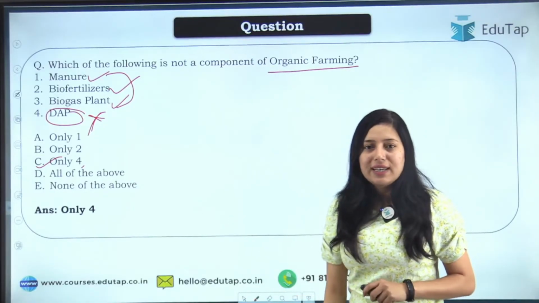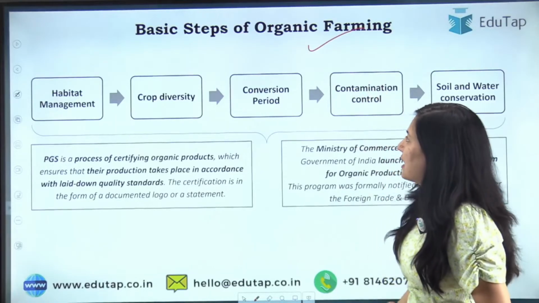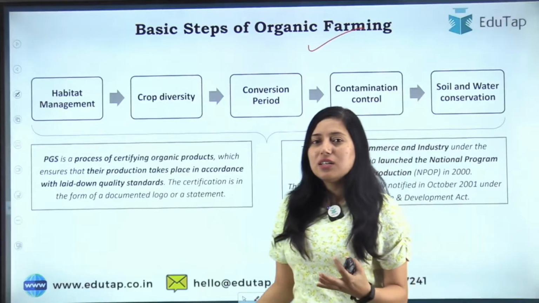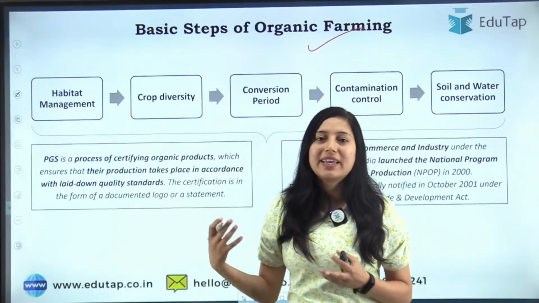chemical fertilizer. Chalo. Next, we have to know about the basic steps of organic farming. Now, when a farmer thinks that he is going to do organic farming, what are the basic steps that he has to follow?